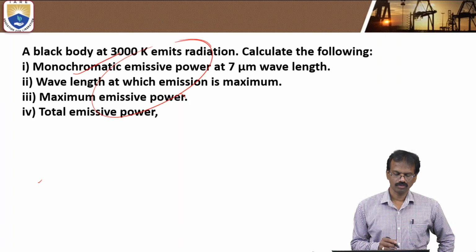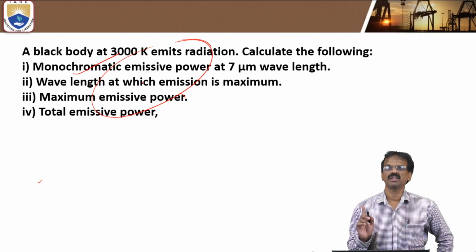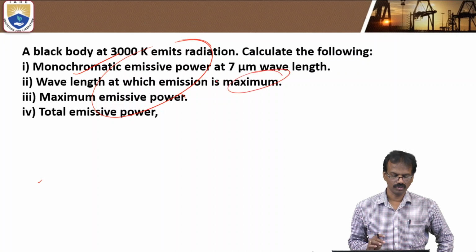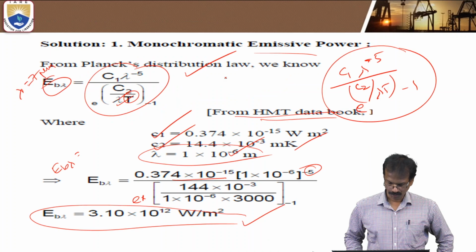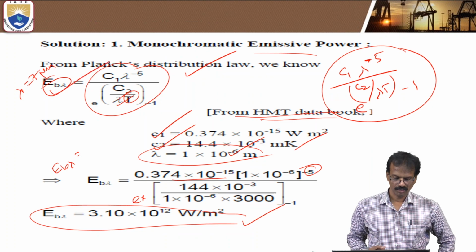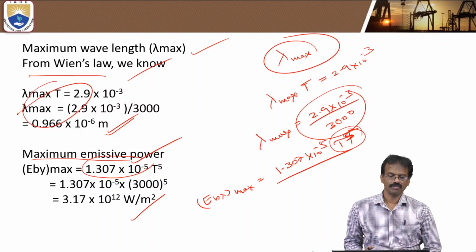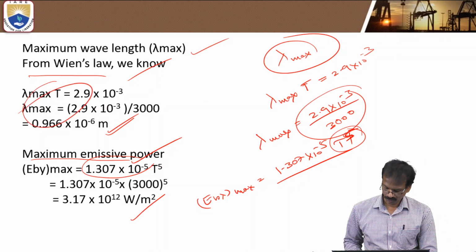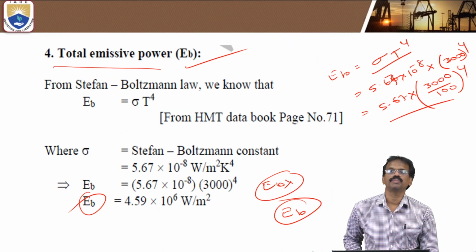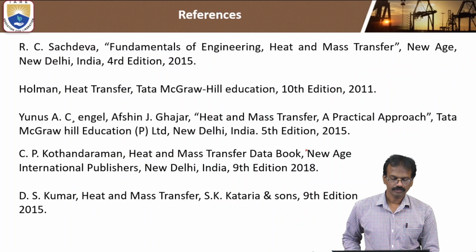The first one is the monochromatic emissive power at 1 micron. Next, the wavelength at maximum emission, so you know those formulas. Next, the maximum emissive power by using these formulas, E_b lambda, and the next one is lambda max T. By using these formulas, you can find out that numerical. These are the numericals which are based upon the laws of radiation. There are 4 main laws.